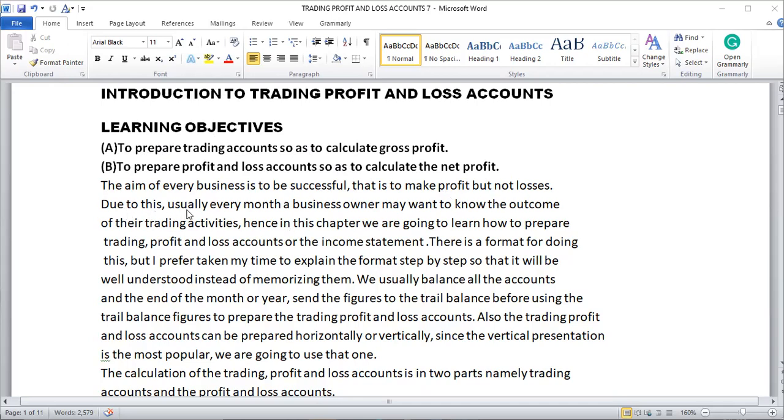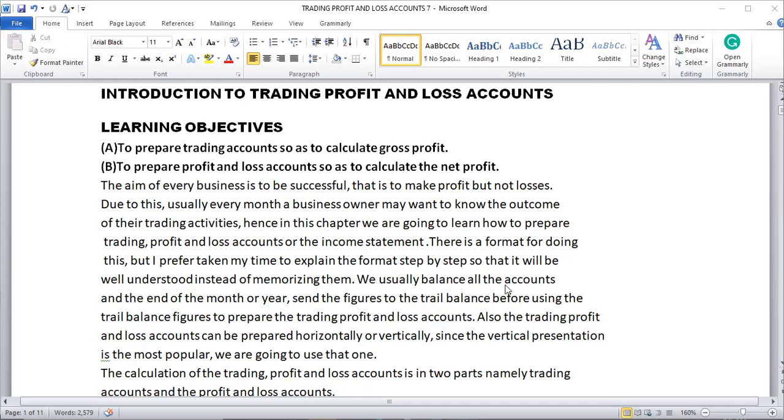Due to this, usually every month, a business owner may want to know the outcome of the trading activities. Hence, in this chapter, we are going to learn how to prepare trading profit and loss accounts, or the income statement. That's another name for the trading profit and loss account, the income statement. There's a format for doing this, but I prefer taking my time to explain the format step by step so that it will be well understood instead of memorizing it.